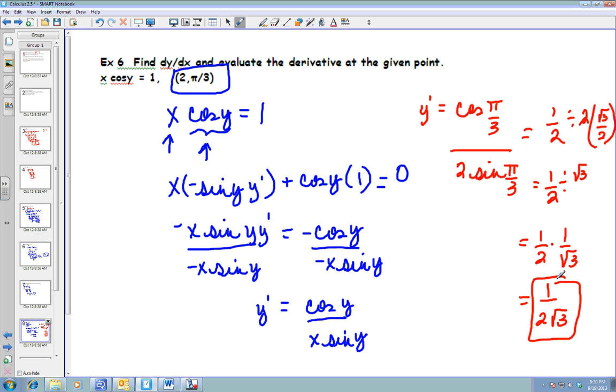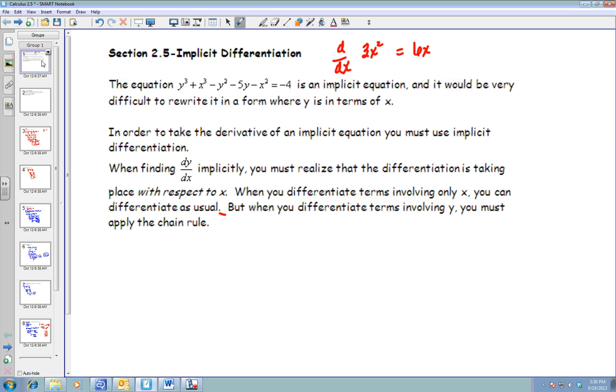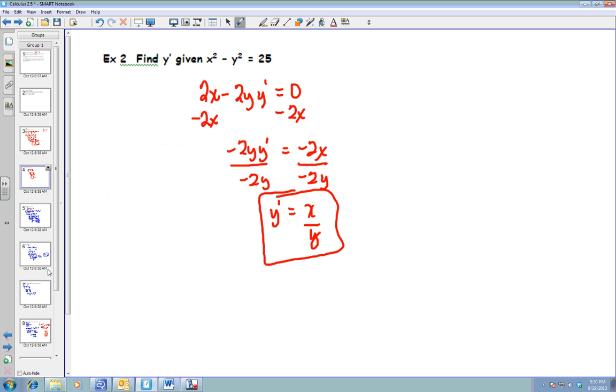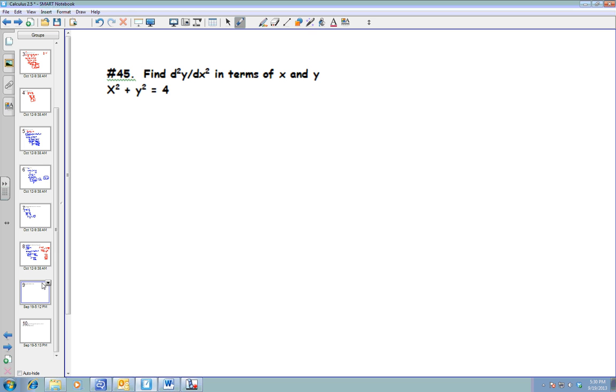Okay, now your assignment is on the front of your page. I didn't write it on this, but it's on your note sheet. And part of your assignment is numbers 45 and 57. So I'm going to go ahead and do those with you.